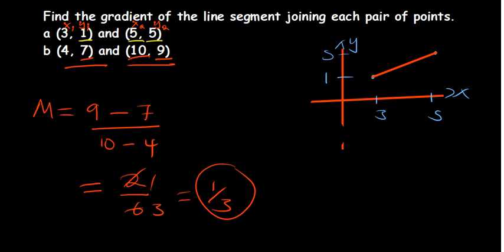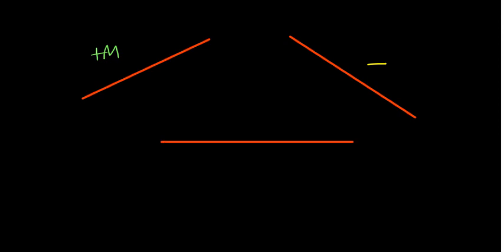Now I need to summarize and repeat something very important that I mentioned earlier. When the line slopes upwards from left to right, you expect the gradient to be positive. Now when the line is sloping downwards, as you might guess, the gradient is supposed to be negative. Now what about when the line is horizontal? What do you expect?